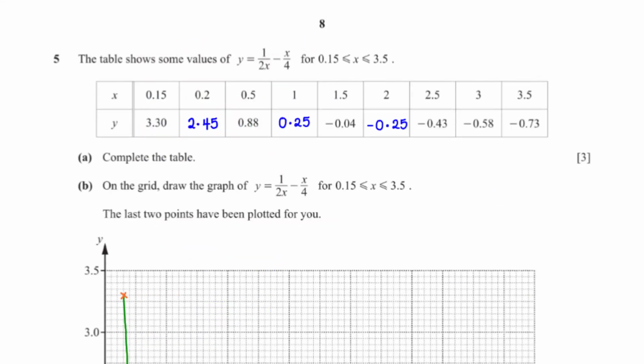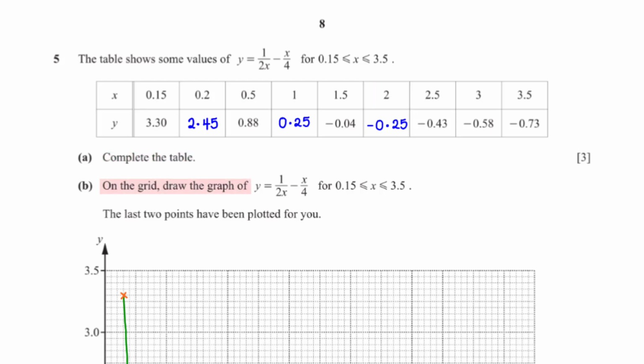The table shows some values of y equals 1 over 2x minus x over 4 for x greater than or equal to 0.15 and less than or equal to 3.5. Complete the table. To get the corresponding y value, we substitute the values of x into the equation. For x equals 0.2, we have 1 over 2 times 0.2 minus 0.2 over 4, which is equal to 2.45. For x equals 1, we get y equals 0.25. And for x equals 2, we get y equals negative 0.25.